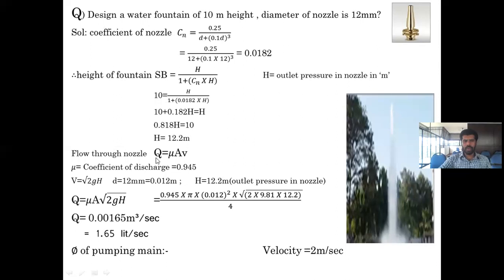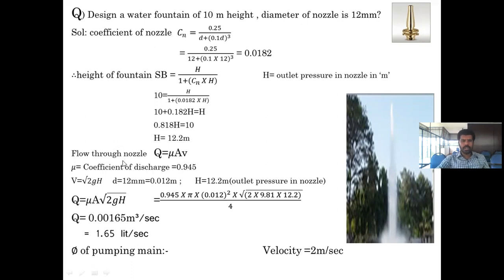The third formula is flow. Q is equal to the flow through the nozzle, but this is not the actual flow through the nozzle. Q is equal to A into velocity. You have to multiply with the coefficient of discharge also, so Q is equal to mu into A into V. A is the area, mu is the coefficient of discharge, V is the velocity. Another formula for V is root of 2gH.